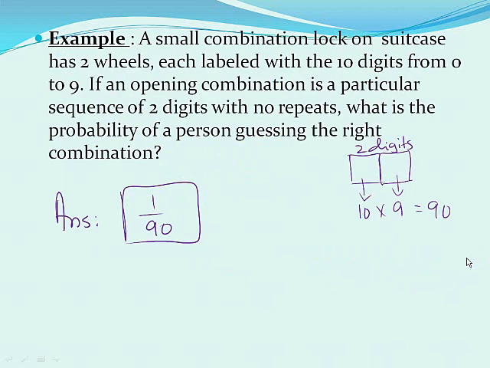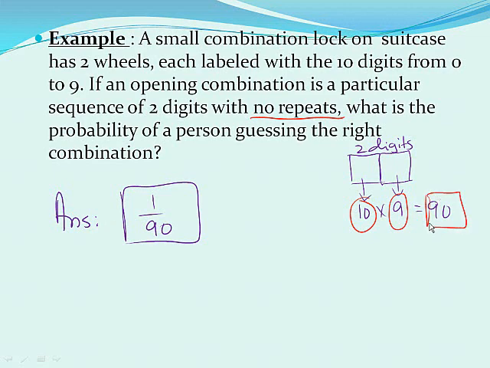Next example, a small combination lock on a suitcase has two wheels, each labeled with the 10 digits from 0 to 9. If an opening combination is a particular sequence of 2 digits with no repeats, what is the probability of a person guessing the right combination? So we need to find how many possibilities are there. So the first digit can be any of the 10 digits. Because we are not allowed to repeat the same digit, the second digit can only be any of the remaining 9 digits. So using the multiplication principle, we will get 10 times 9 equal to 90 possibilities.